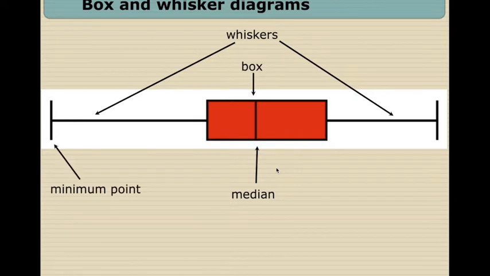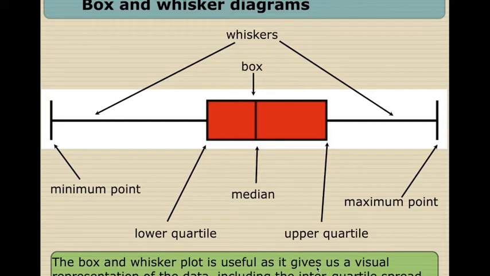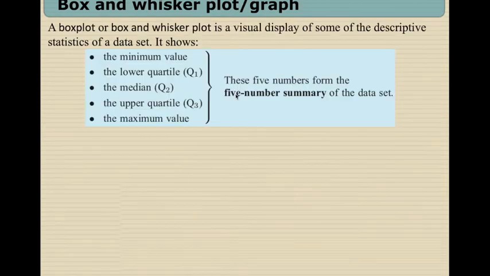median, minimum point, maximum point, lower quartile, and upper quartile. Okay, so therefore it is useful to give us a visual representation of the data, and that include the interquartile range, or the 50% of the data. All of these, okay, are called 5-number summary. So when you see the 5-number summary, that means all of these.